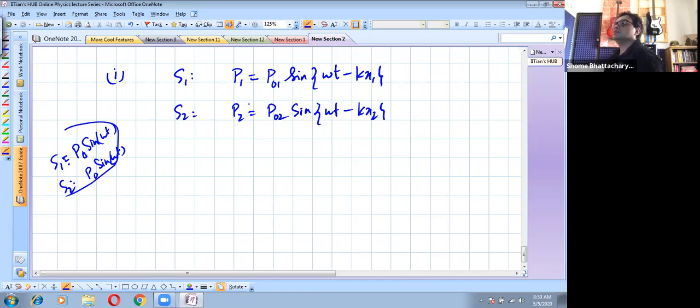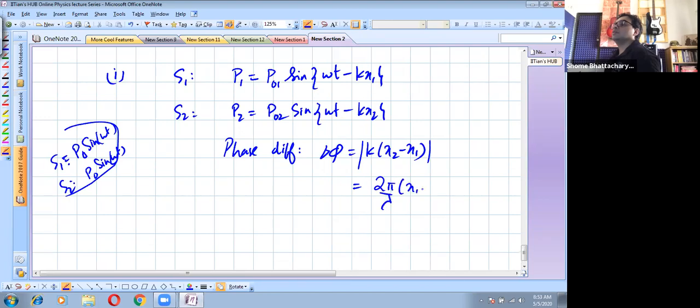So here you can see that the phase difference is much. What is the magnitude of that? So 2 pi by lambda into x1 minus x2, because x1 was larger.